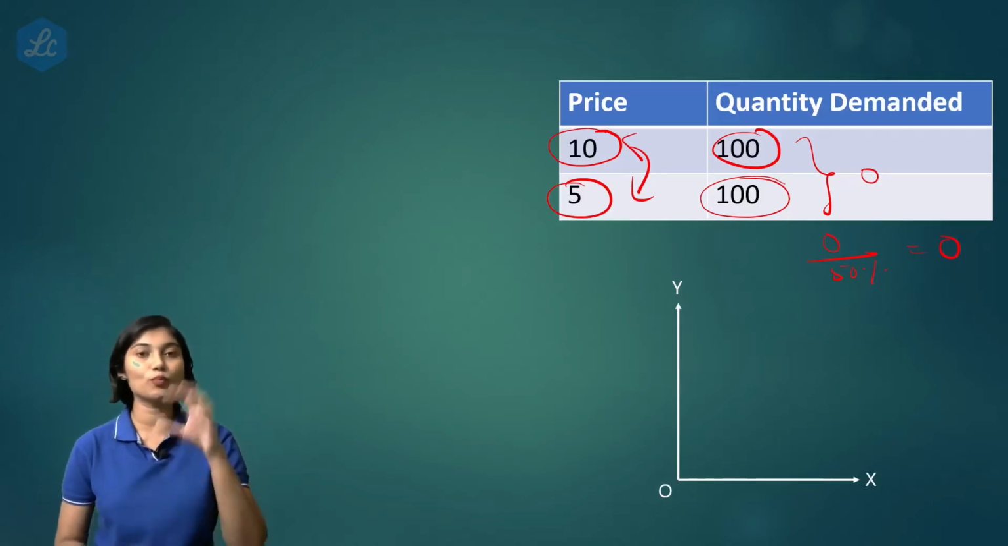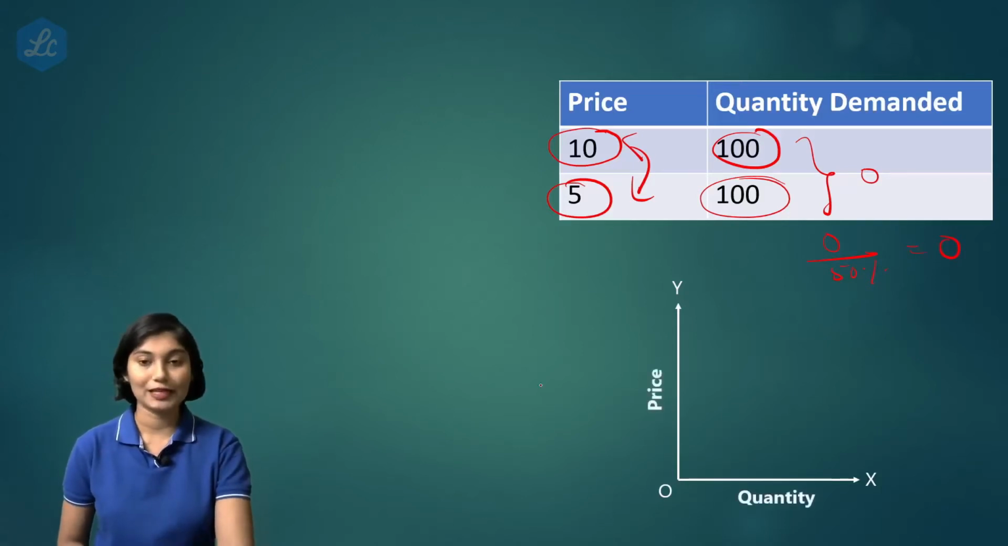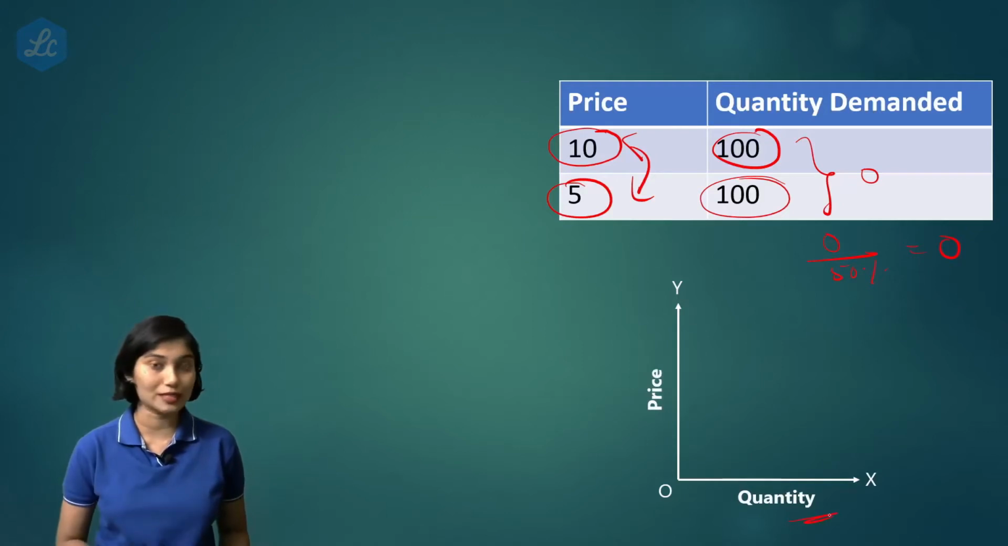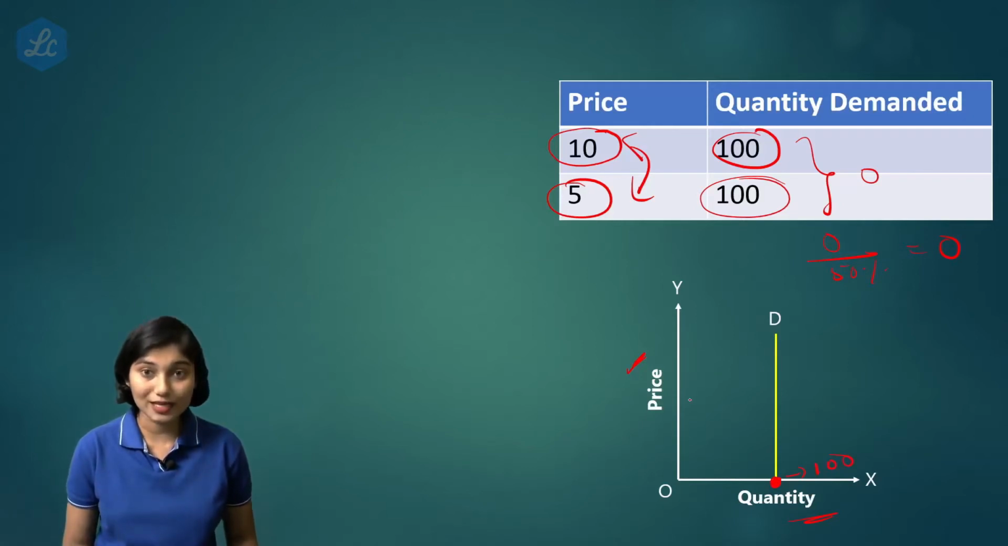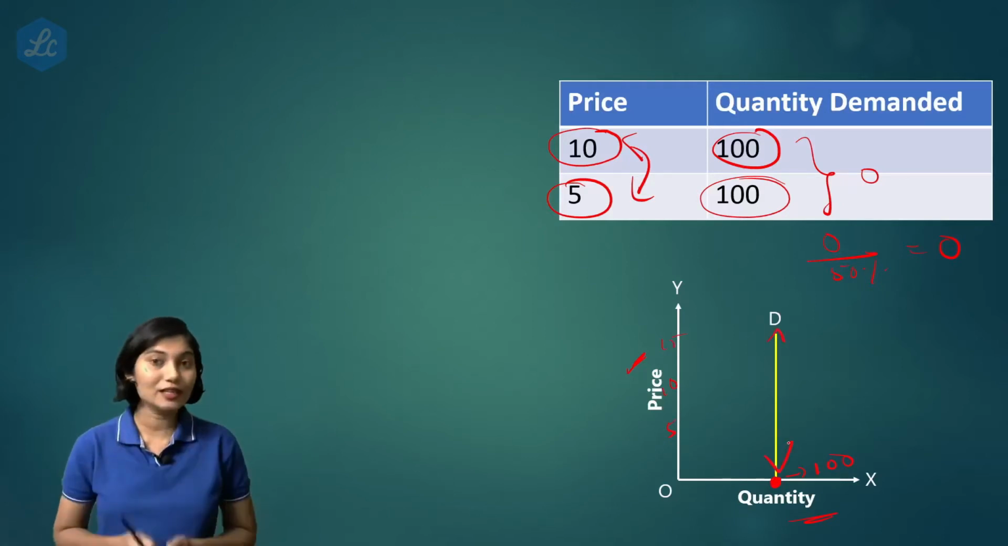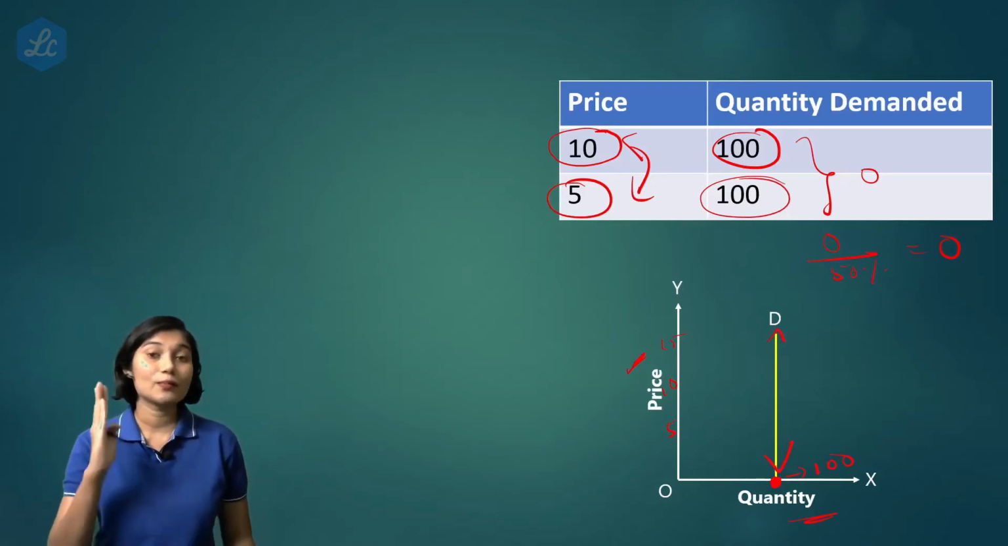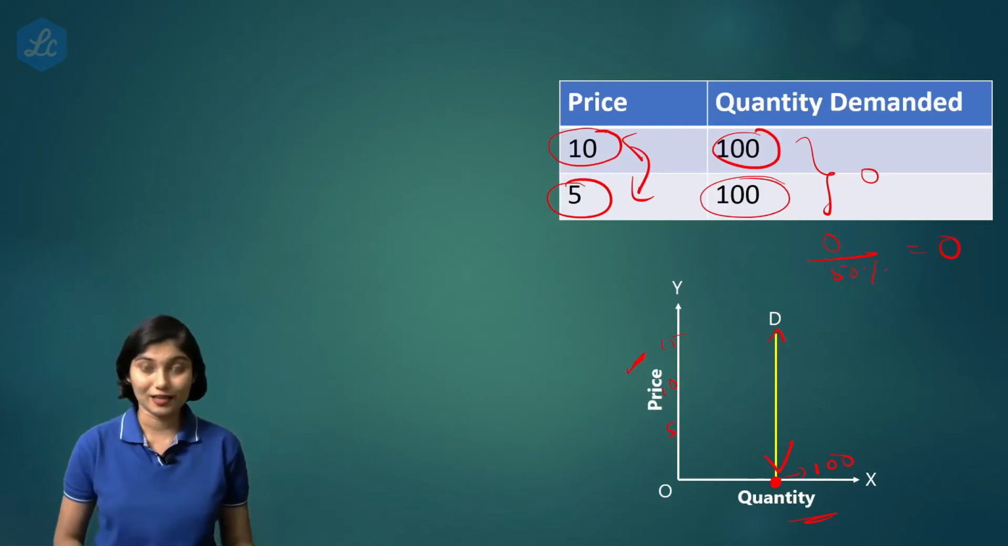Now, if we have to plot this on a graph, let us say the x-axis is for quantity, the y-axis is for price. If you plot this point, your quantity demanded is at 100, right? And your price is increasing from 5 to 10 to 15, but the quantity demanded doesn't change, which is why you have a vertical line. You have a vertical line, okay? And this line is parallel to your price axis, right?